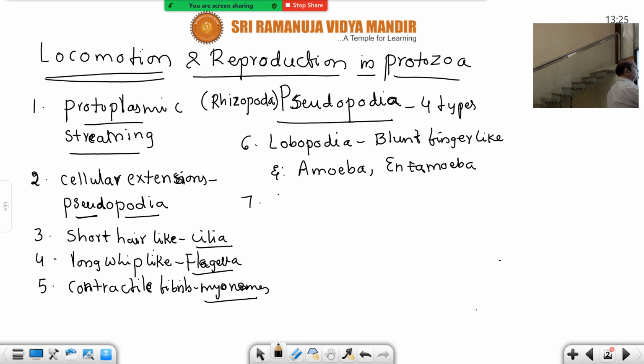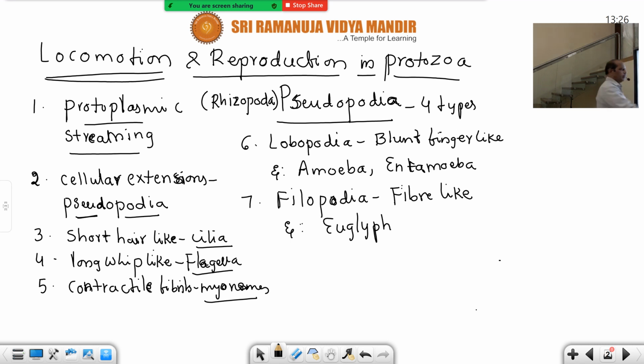The second one is fiber-like pseudopodia, phylopodia. Phylopodia is the second type, with the simple definition fiber-like. You can also say filament-like pseudopodia; they are like filaments. Example of phylopodia: Euglypha. It is somewhat difficult to remember Euglypha, not that familiar an example. Hence pronounce it several times, Euglypha, Euglypha, and then it will automatically come.